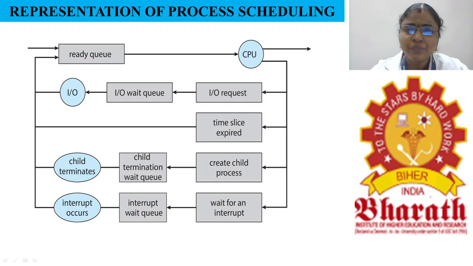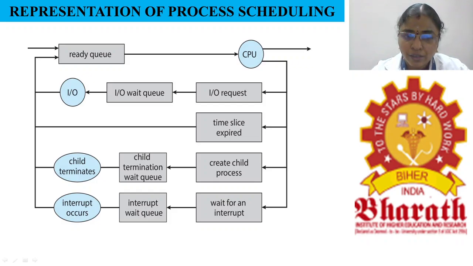Suppose the process is going to create a child process. At that time also, the CPU switches from the first process to the second process. After creating the child process, a termination wait queue is needed for the parent. Then it should wait until the child terminates. Afterwards it will be moved to the ready queue, and then again the CPU will be allotted to it.